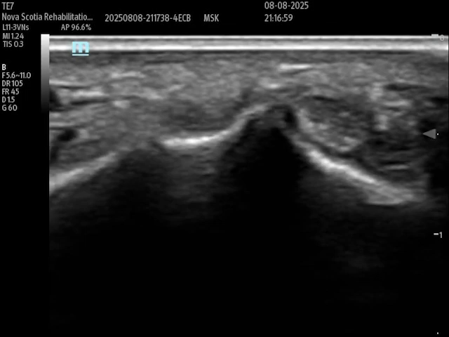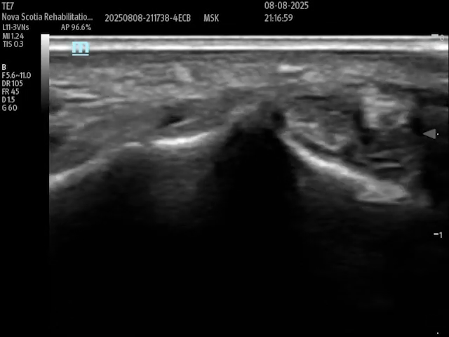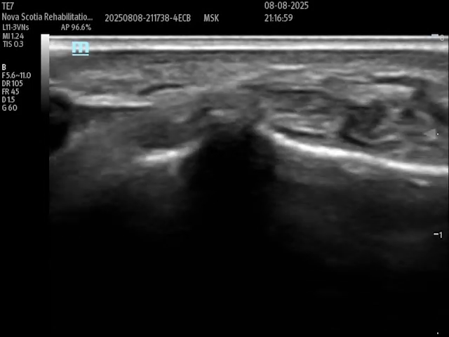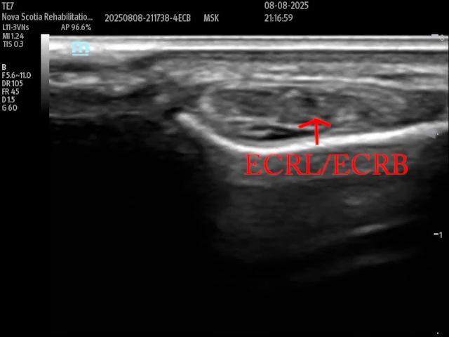In a second, I'm going to be extending my thumb at the IP joint of the thumb. And there, what you're trying to visualize is movement of this structure here, which is the extensor pollicis longus tendon, which lies just ulnar to Lister's tubercle. Then I'm going to translate my probe slightly radially. We're losing Lister's tubercle, but there's my second extensor compartment, which is just radial to Lister's tubercle. That's the ECRL and ECRB tendons.